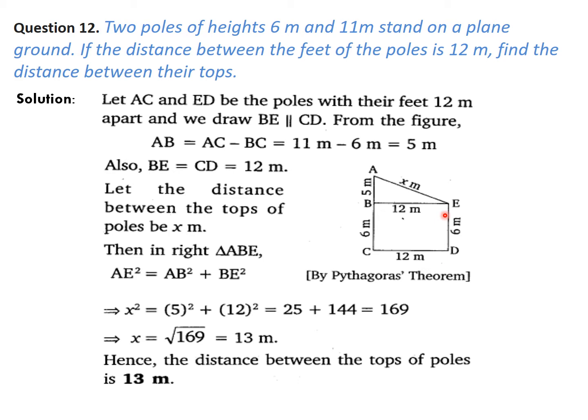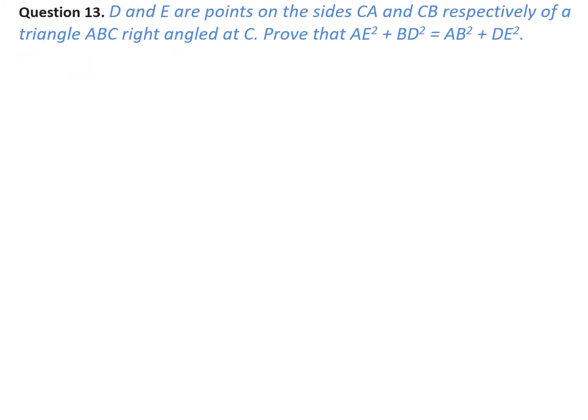We have already seen that BE is 12 meters and AB is 5 meters. So we can calculate the length of AE using the Pythagoras theorem. In triangle ABE, AE square equals AB square plus BE square. Let us put in the values, and we will calculate the value of x as 13 meters. Hence the distance between the tops of the two poles is 13 meters. Next question.